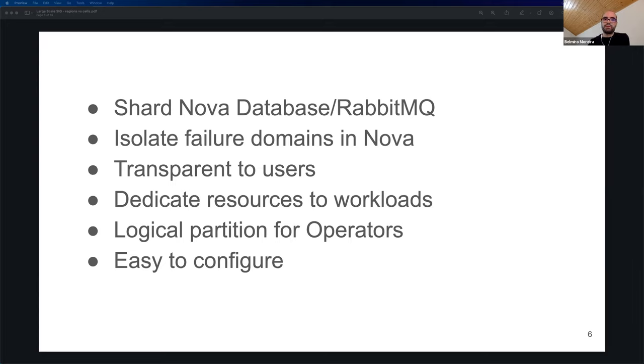They allow you also to dedicate resources to workloads easily, meaning that if you have resources that were bought for a specific project or set of users, you can easily map them. So basically these are logical partitions in your cloud infrastructure. And last but not least, they are very easy to configure. Because they are so easy to configure, at CERN we use cells a lot. Currently we have more than 80 cells in production. Basically 80 cells that are the sum of all the cells that we have in all our regions.